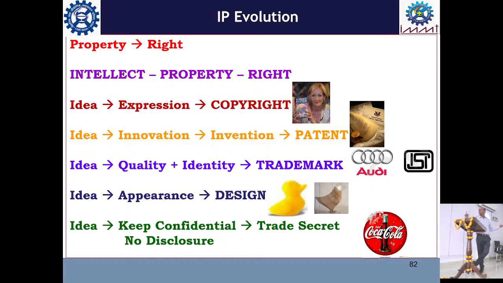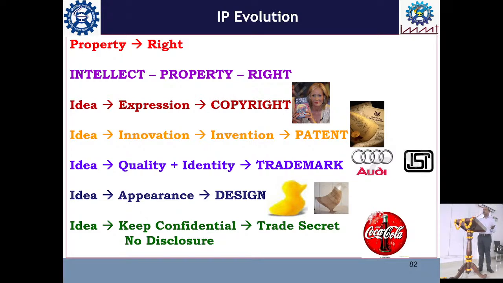Because it is a property, we feel right over it. Yes or no? And this property is an outcome of human creativity, creations of our mind. So we call it intellectual property, and the rights are called intellectual property rights. And what do you mean by creations of the mind?